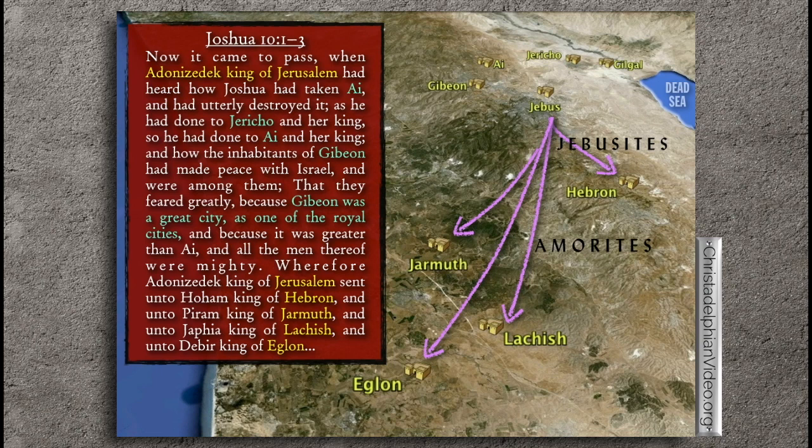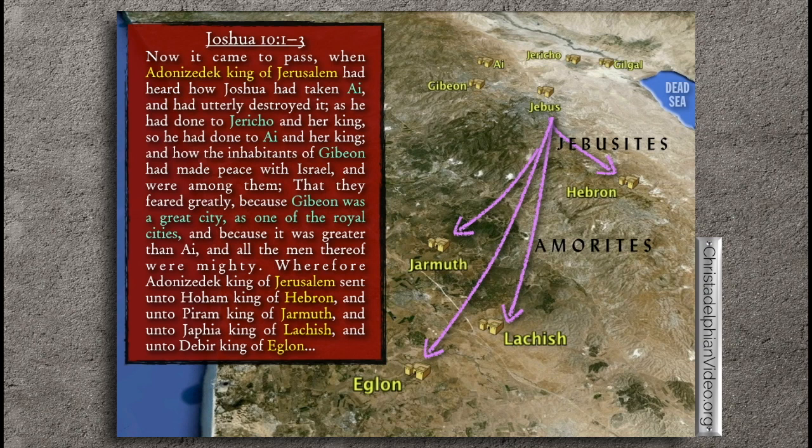Therefore, Adonizedek of Jerusalem sent unto Hoham, king of Hebron, Piram, the king of Jarmuth, and Japhia, the king of Lachish, and Debir, the king of Eglon. So you can see them there. He sends messages out from Jebus, which is Jerusalem, to Hebron, to Lachish, to Jarmuth, and to Eglon, to rally the troops. Because we've already lost the Gibeonites.